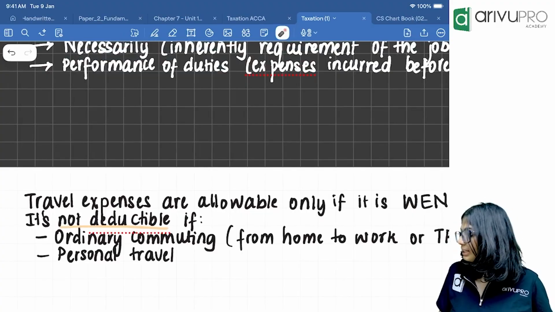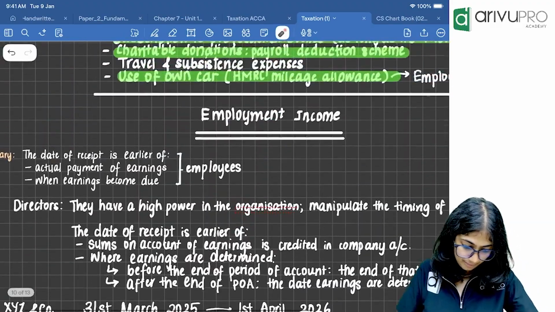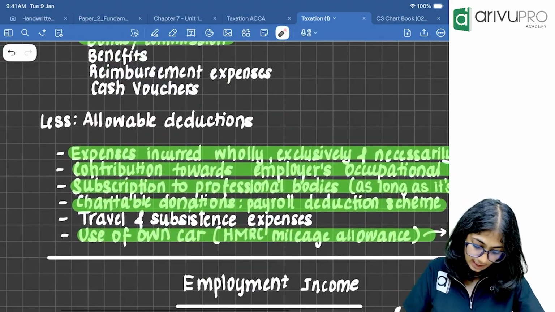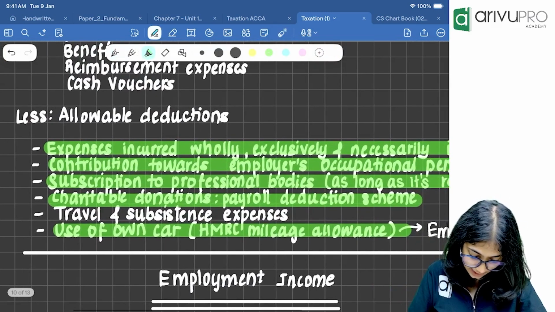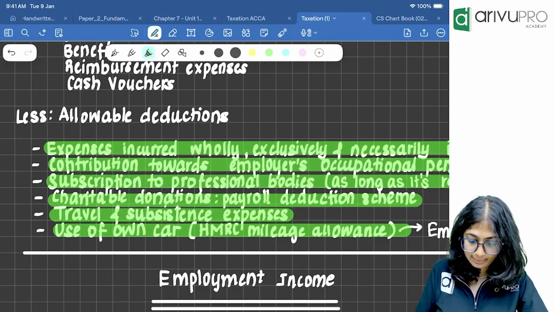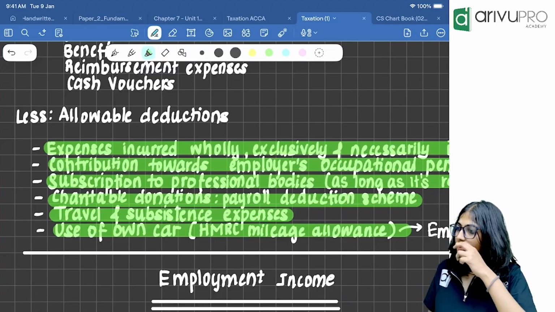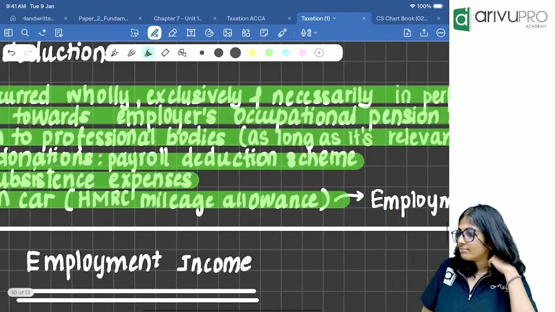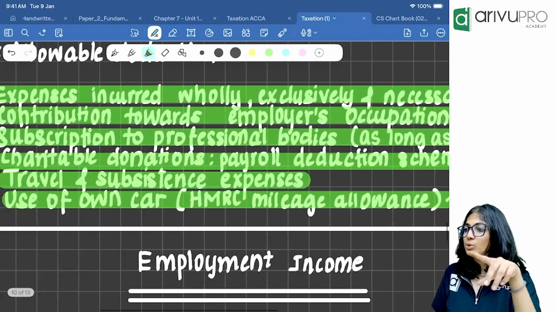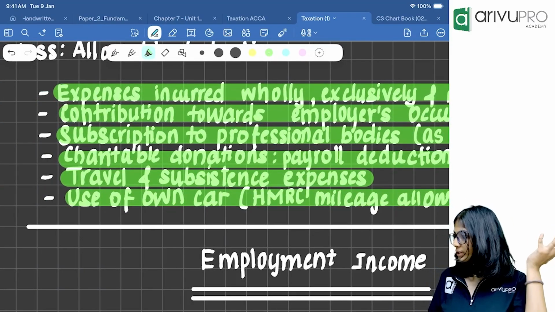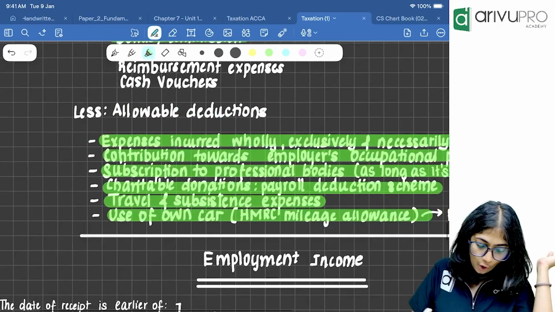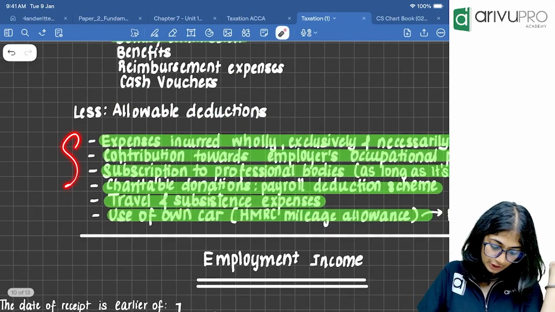Now, reimbursement. Let's look at the next one. So we are done with travel and subsistence. Subsistence is basically your food expenses, again the same thing. Okay, use of own car, that is done. Only use of own car for business purposes. If you're using it for private purposes, it has no deduction. So all of these allowable deductions are officially over.